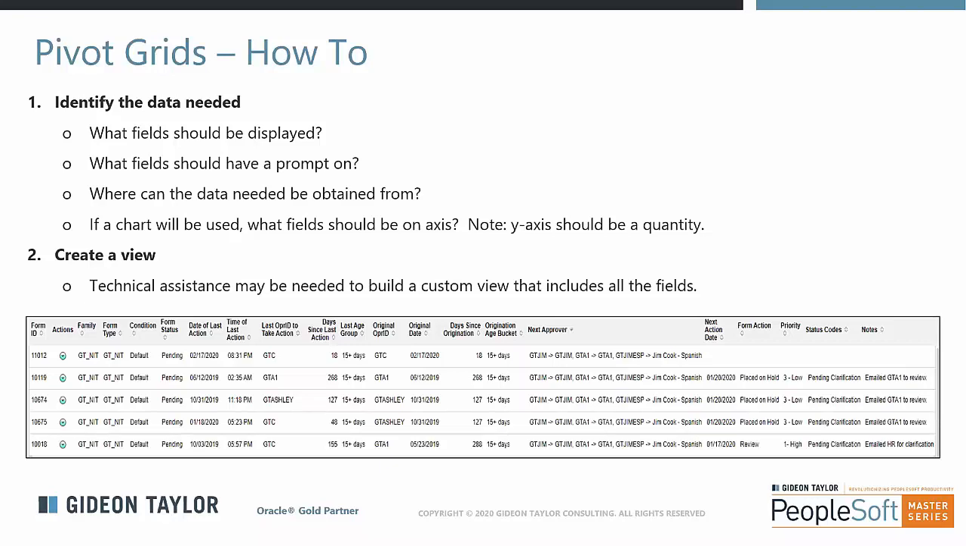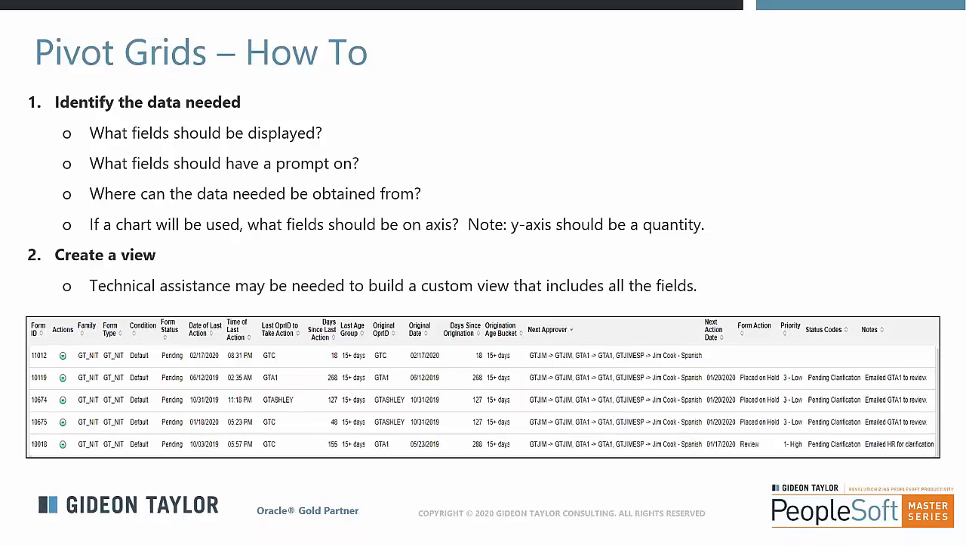This is where you really want to start thinking about what fields do you want, what fields should be in the results section, what fields are going to make it easier for you to drill into the data by putting prompts on, and then digging into where can that data actually be obtained from. And then if you want to use that chart, which again you can hide if you want, what fields should be on your axis. And then just note you do want to make sure that your y-axis is a quantity. That's the axis that goes up.